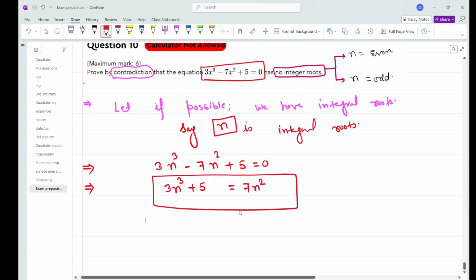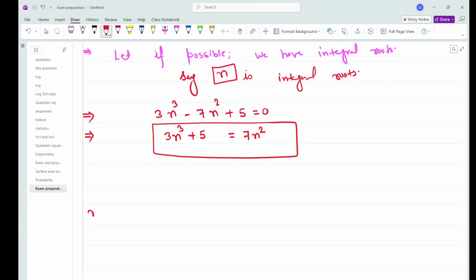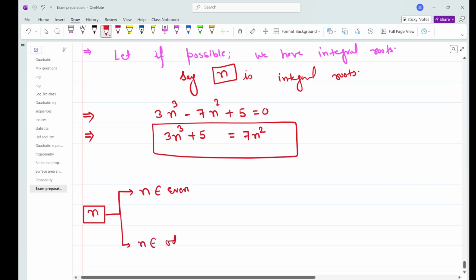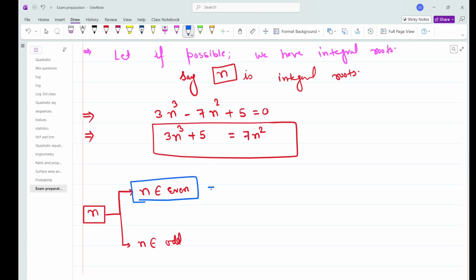Now, since we are saying that n is the integral root, as per possibility, n will have two situations. Either n belongs to even, or n belongs to odd. Am I right? If n belongs to even, then can you tell me what n cube will be? If you have some even number and you cube it, obviously this will be even. Now, 3n cube will be what? Even into odd, for example 4 into 3, again even, 12.